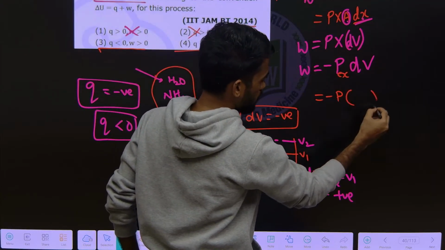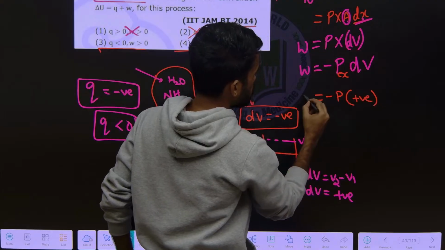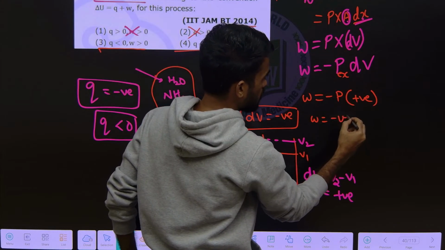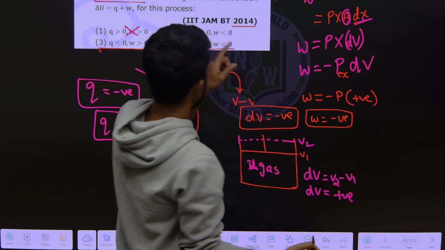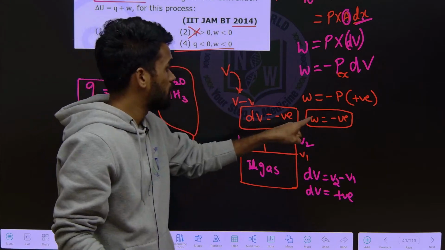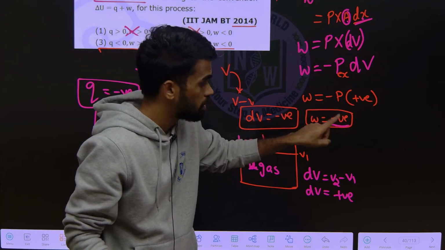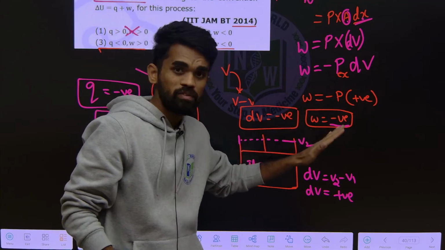So volume here it is positive. Now what it is indicating, W will be negative, so this complete term becomes negative. When I told you about this in the previous slide, the work done by the system should be indicated with a negative symbol. That's why we got negative here. That's it. Hope everything is clear.